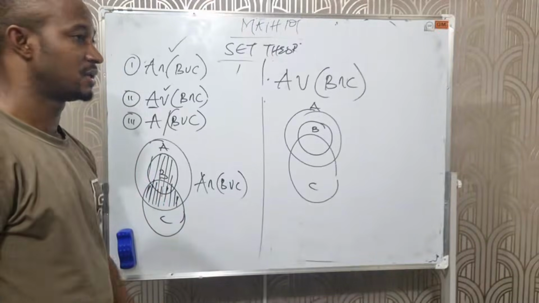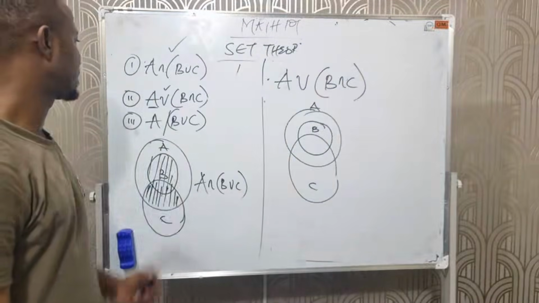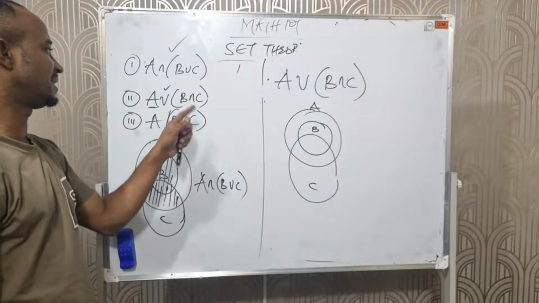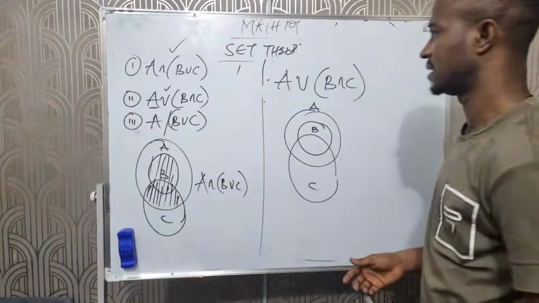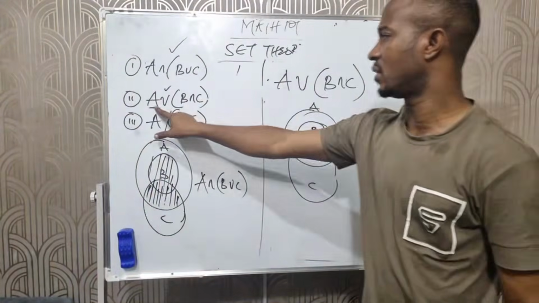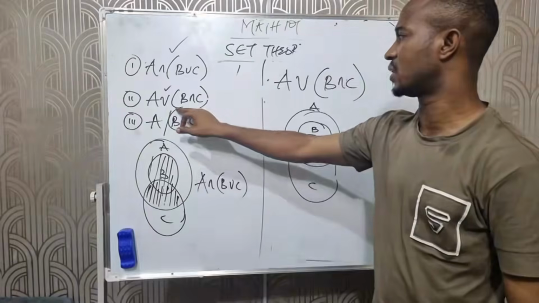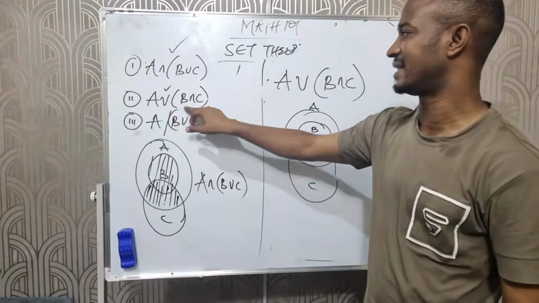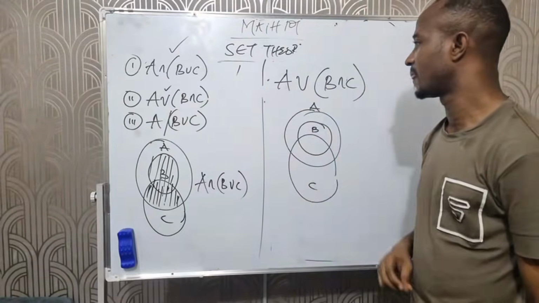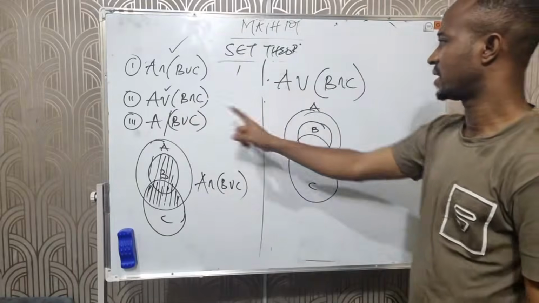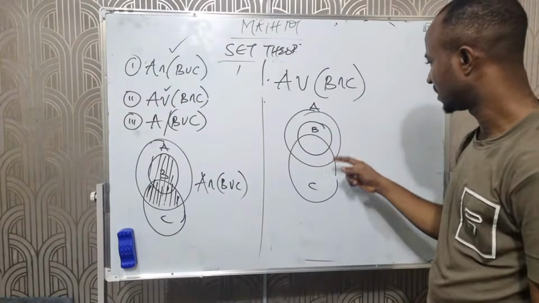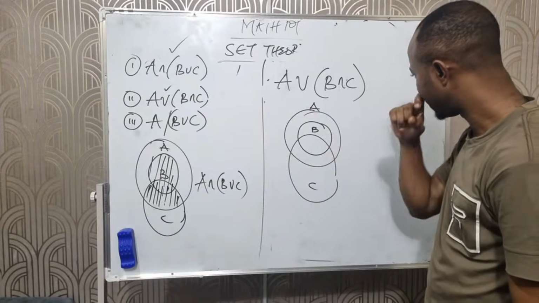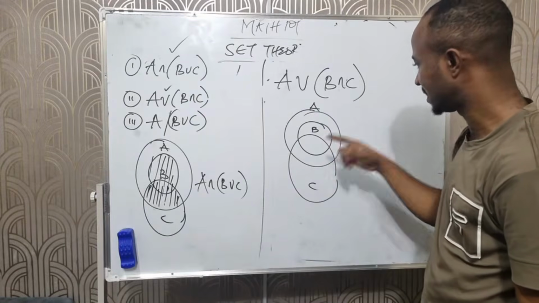All right. Okay. So the second part says A union B intersection C. Meaning we are combining all of A and all of B intersection C together. Now look at this first. Let's bring out what is B intersection C from this diagram. It is simply every part that connects B and C.